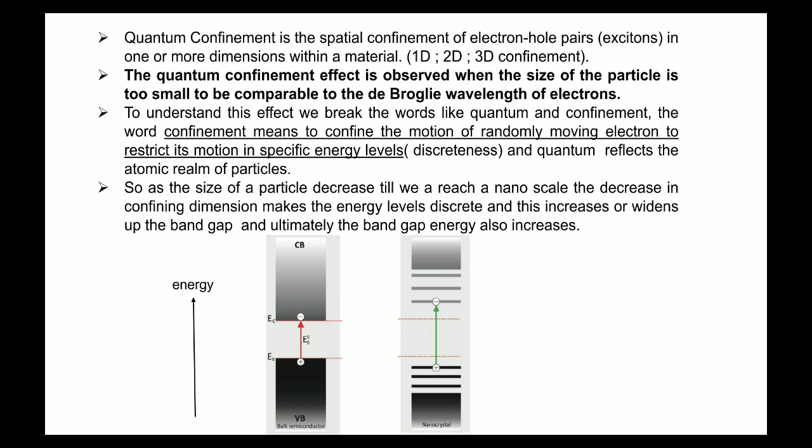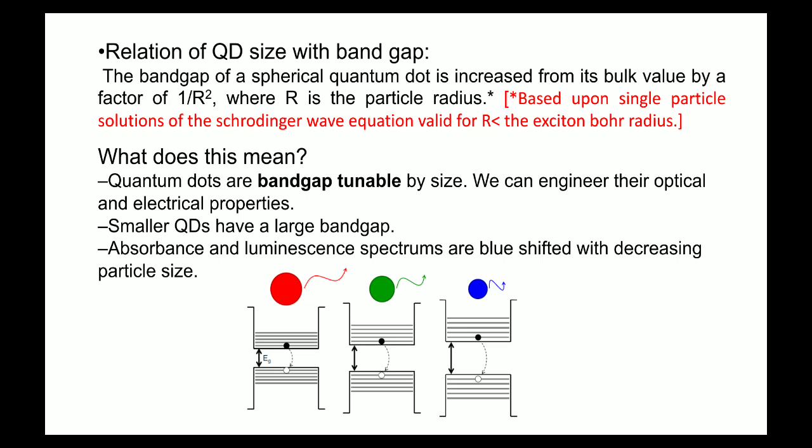Instead of bands, it becomes discrete energy levels, and because the energy levels become discrete, the band gap of the material has increased. So you have to keep this in mind if you want to discuss anything about nanomaterials. This quantum confinement effect is very important. So can we observe this quantum confinement effect in actual practice? Yes. That we can discuss in this slide.